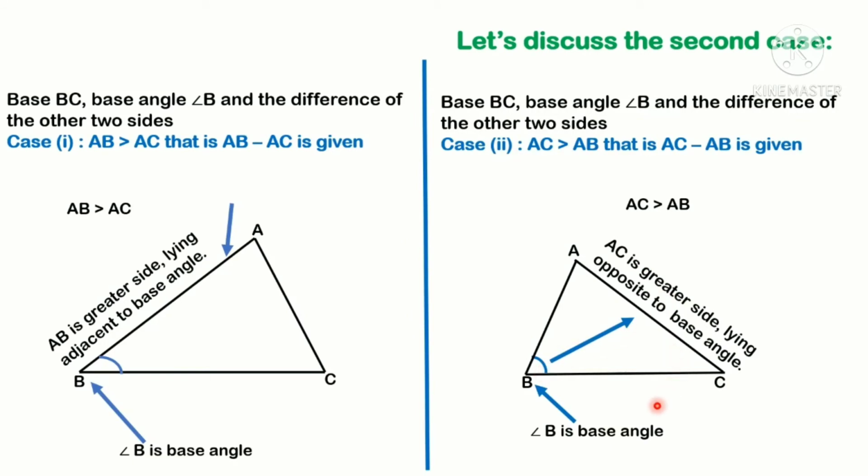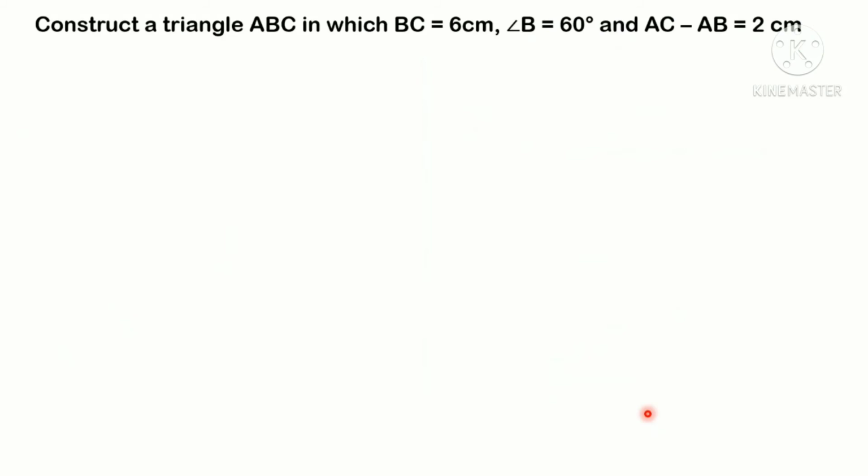Now, what do we understand from this case? What is the difference between case 1 and case 2? In case 1, the greater side is lying adjacent to the given base angle, and here in case 2, the greater side is lying opposite to the base angle. So this is the difference between the two cases, and you will get to know this when you draw a rough figure. So let's do the question now.